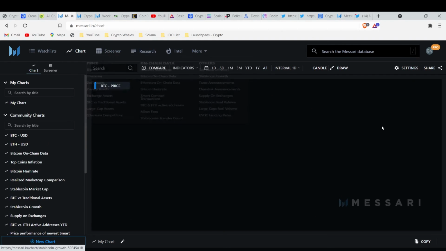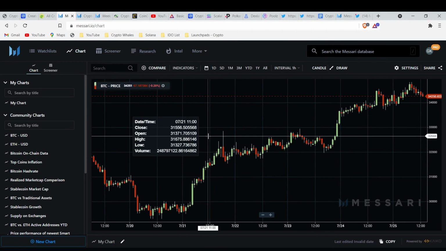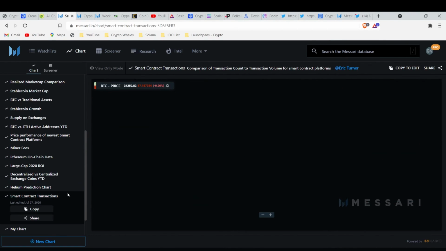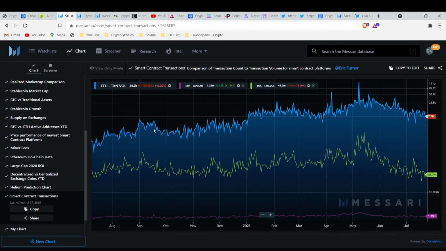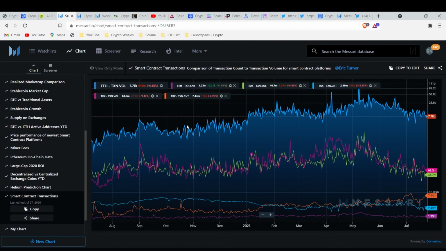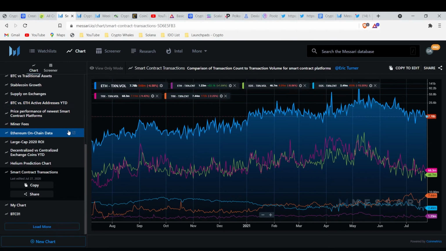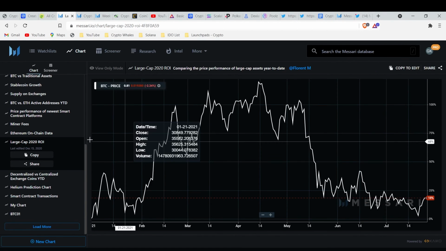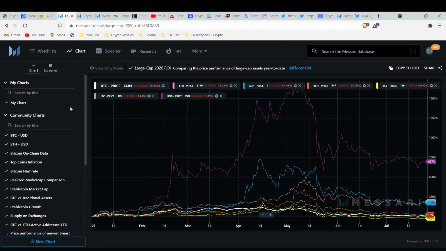The very next thing that we can look at is charts, different types of charts. For example, you may want to look at charts of how many transactions in the smart contracts are happening. You can see Ethereum is by far the largest one, followed by EOS, and then there's TRX as well. So it's a pretty good chart for discovering different data that you may not have seen before. You can have a look at all of these interesting charts that people have put up, and you don't have to chart them yourself.